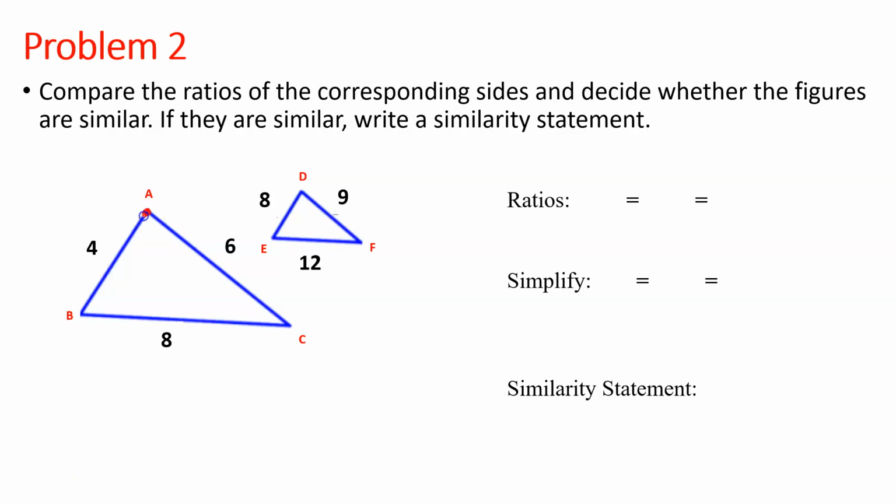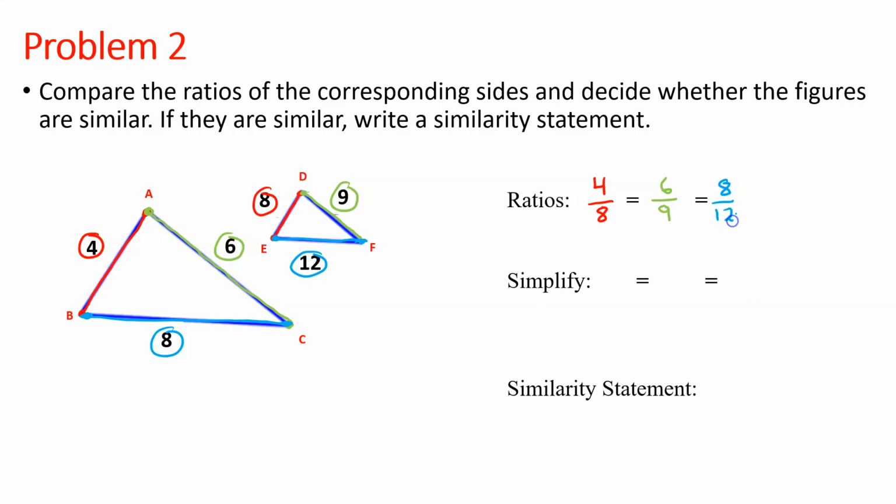If I compare the left side from A to B, 4, it's corresponding to, I would say, D to E. So I'm going to say 4 over 8. Let's keep it going. Now the right-hand side from A to C seems to be matching up with D to F. So I'm going to say 6 over 9. And then the last one down below is kind of obvious: 8 over 12.